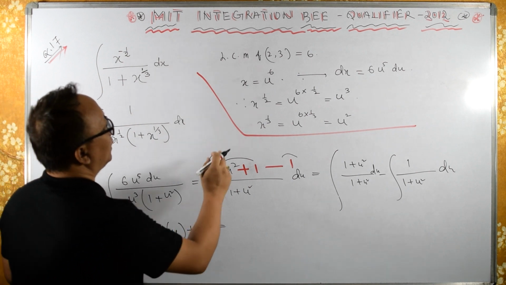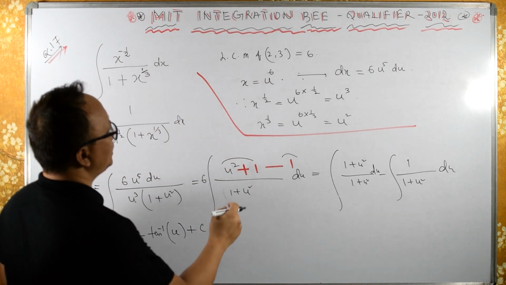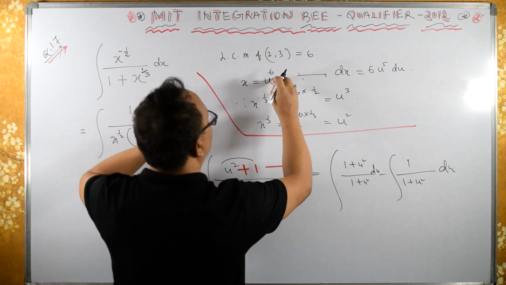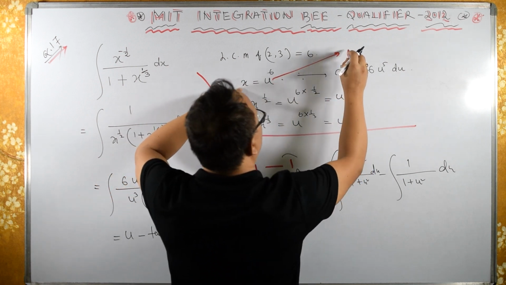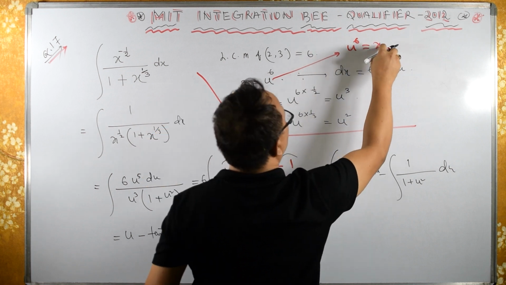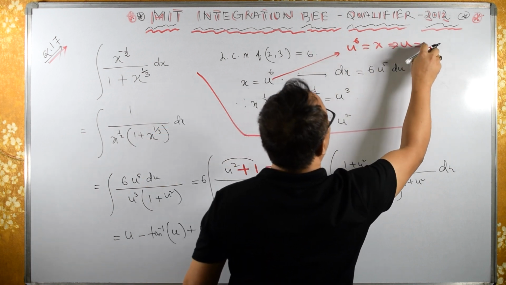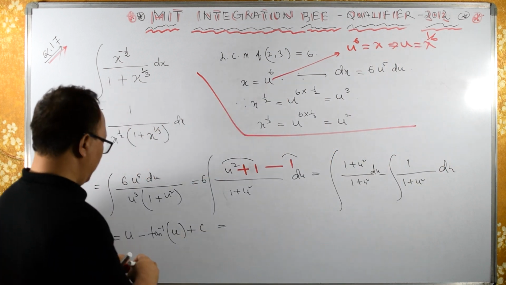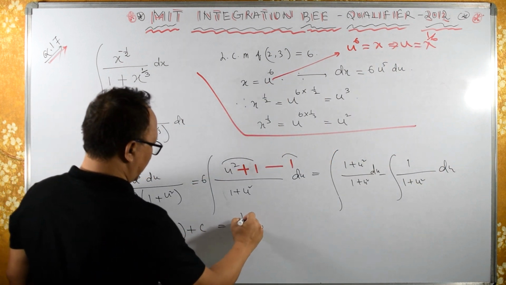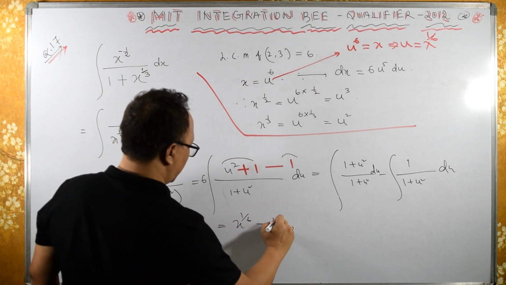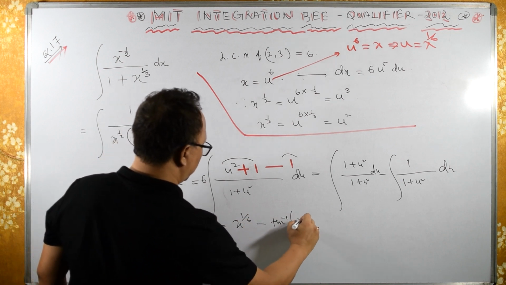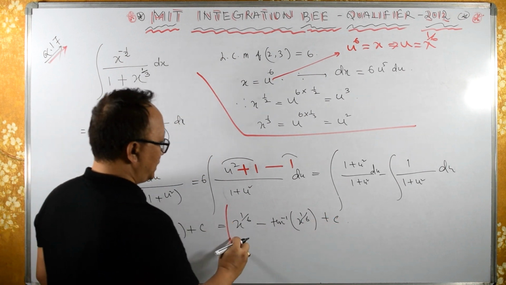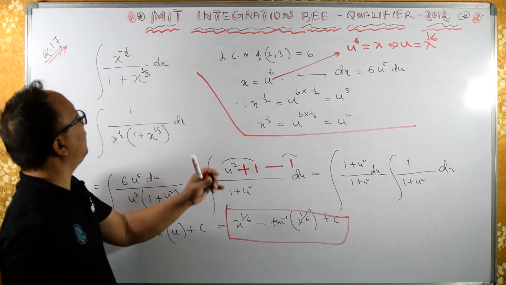What is u? We can find u from here: u to the 6 equals x. This implies u equals x raised to 1 by 6. So instead of u, I can write x raised to 1 by 6 minus tan inverse of x raised to 1 by 6 plus some constant. So this is the required answer for this integral.